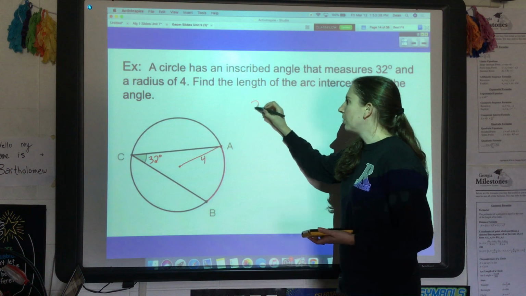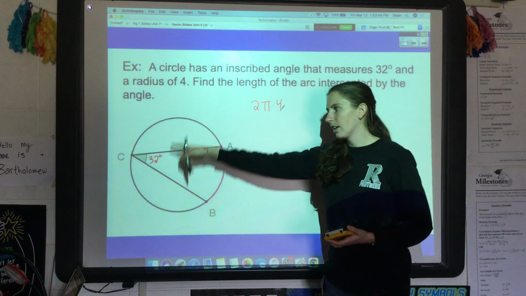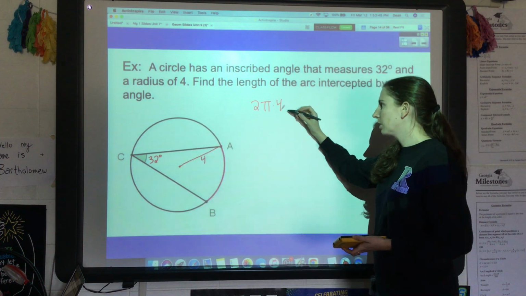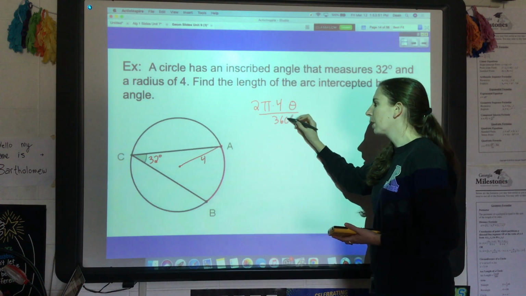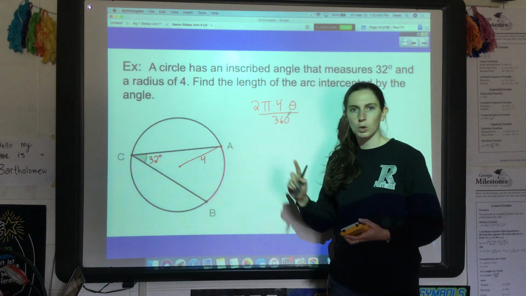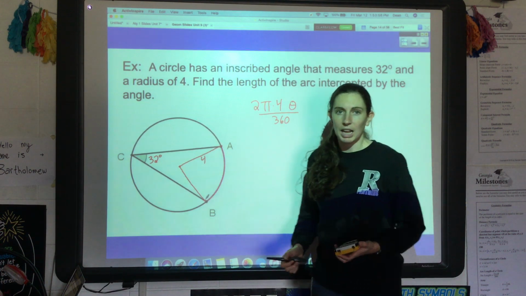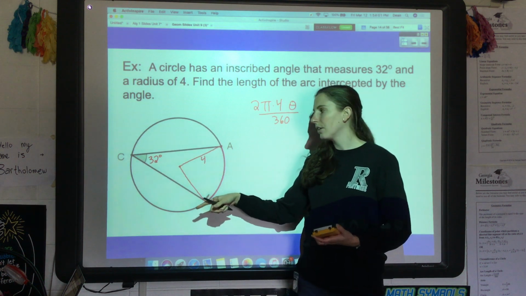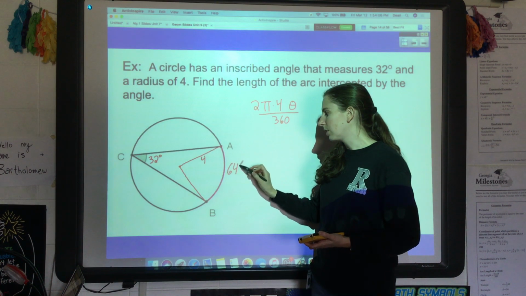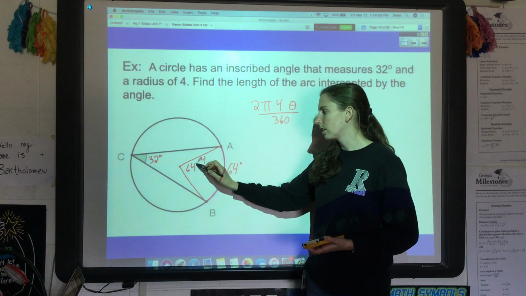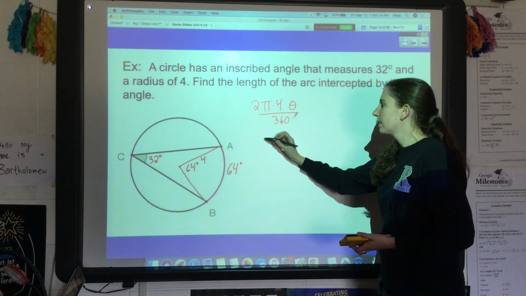So for arc length, I'm going to do 2 pi times the radius, which is the entire circumference. And then I need to multiply this by the angle of the arc out of 360. The problem is I don't know the measure of this arc quite yet. The measure of the arc matches the central angle, but that's not what I have. I have the inscribed angle. To get from the inscribed angle to the arc measure, you have to double it. So it's 64 degrees. That's also the central angle, 64 degrees. So that's what I'll put here for theta, 64 degrees.